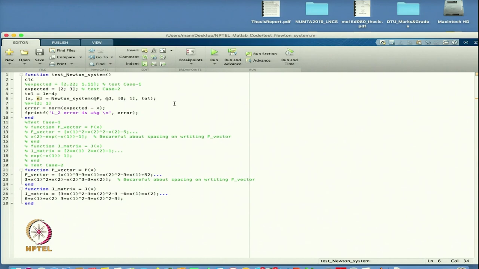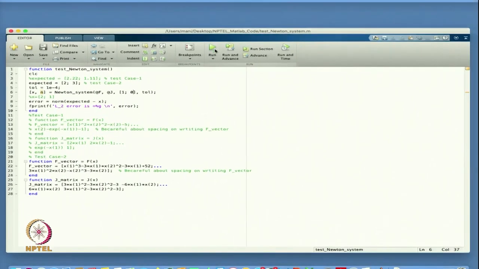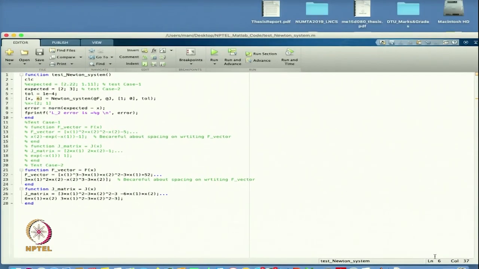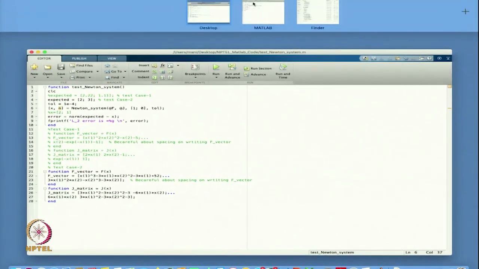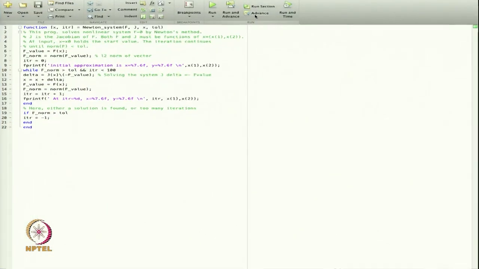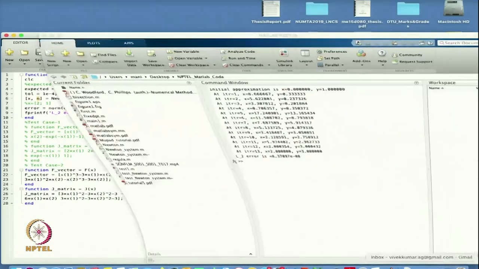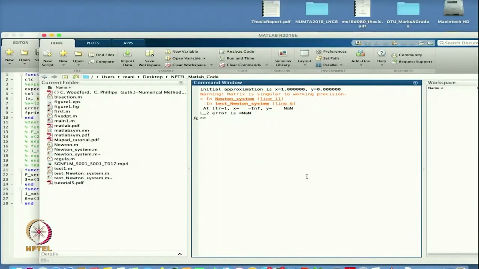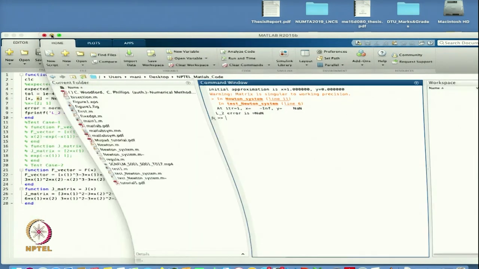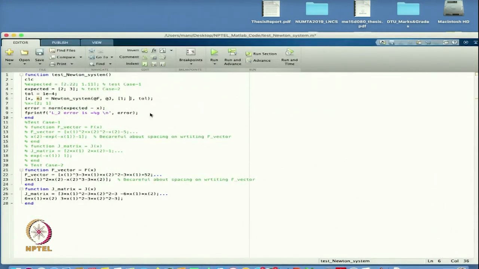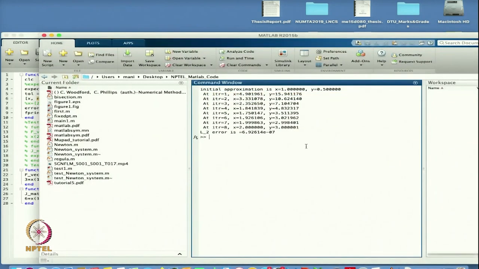Maybe I can change this value and take this initial approximation. Based on this one, no, that is a not defined function there. So, we cannot give the value 0 here. Maybe I should give it 0.5 and let us see. No, it is okay. And after taking this value, after 8 iterations I am getting this value.